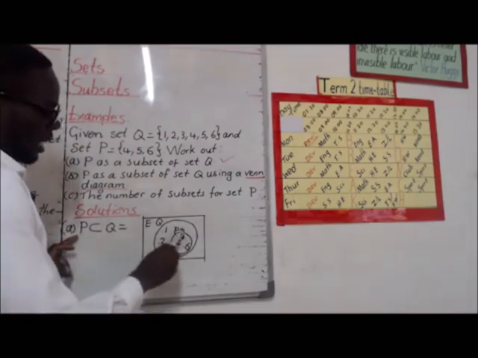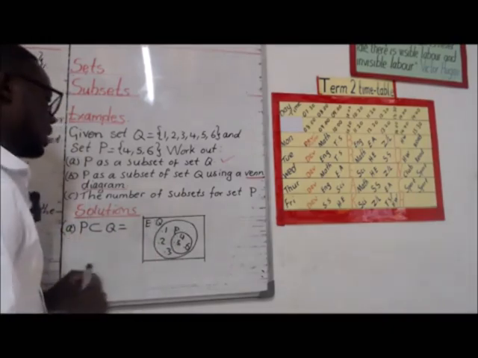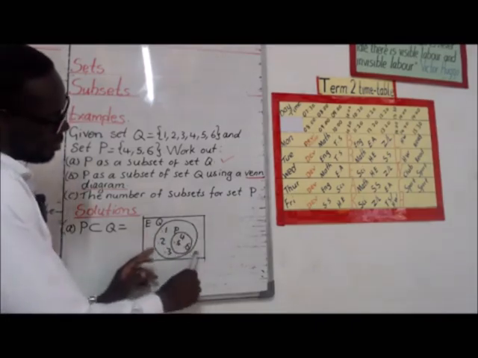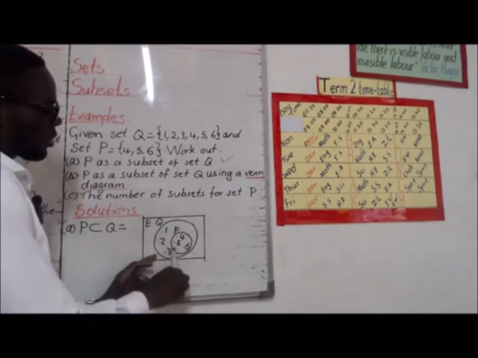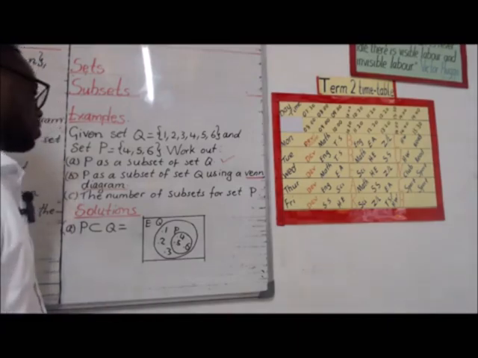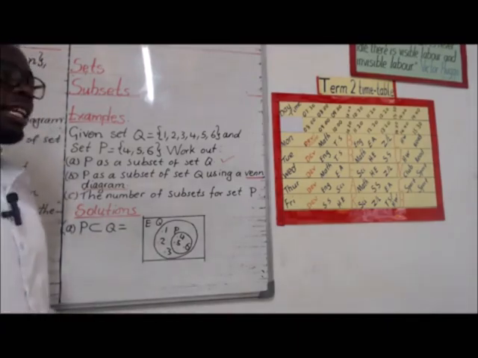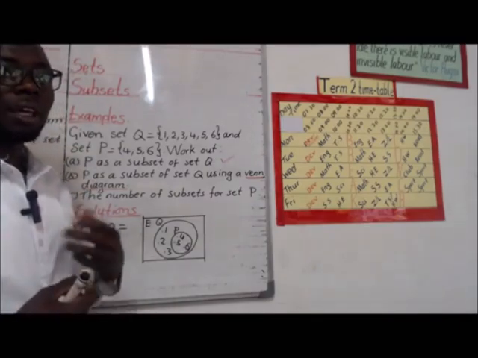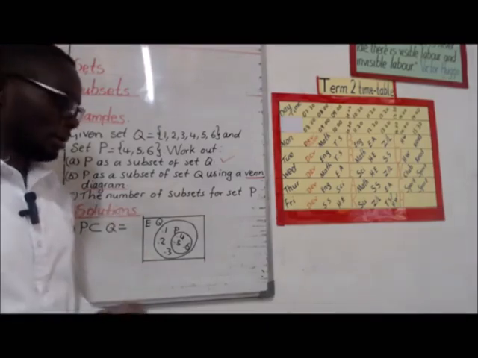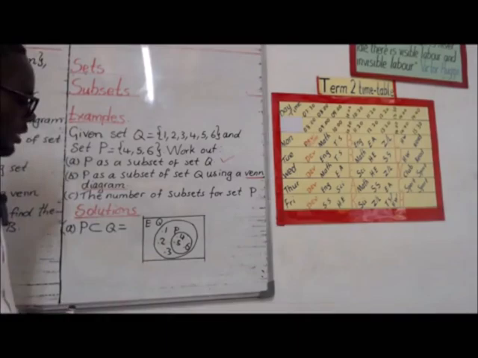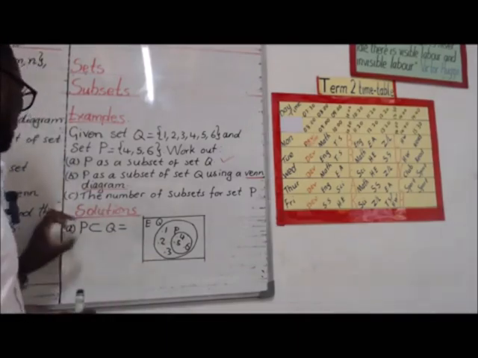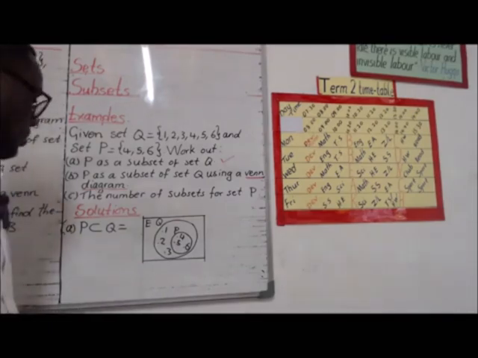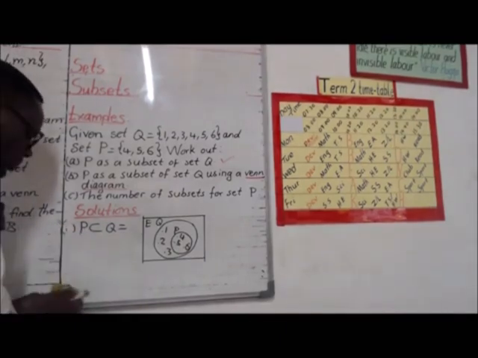So P is a subset of set Q, and I have shown in the Venn diagram that P is inside of set Q. The elements of P are inside the mother, and the mother is outside protecting the child inside, and also has other children. So this is basically how you show the subset of the given set using the Venn diagram. Alright, we are done with this question. Oh, it was actually question B, not A. I'm sorry for that.